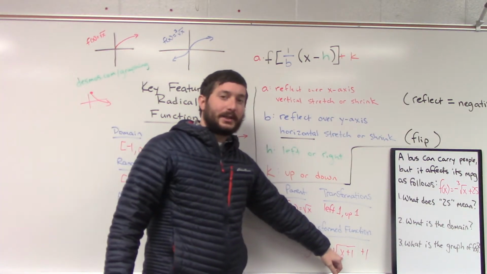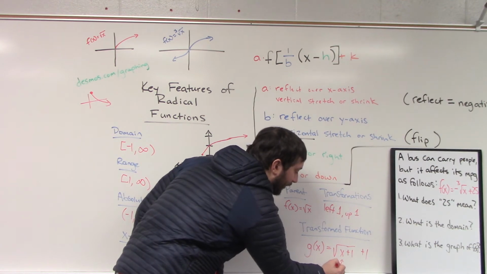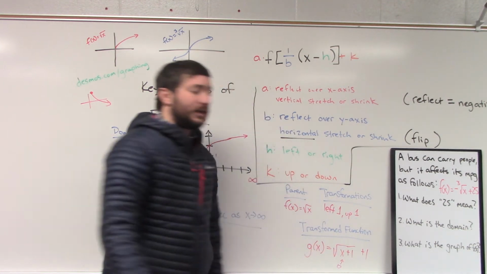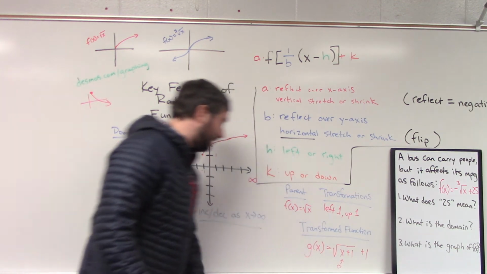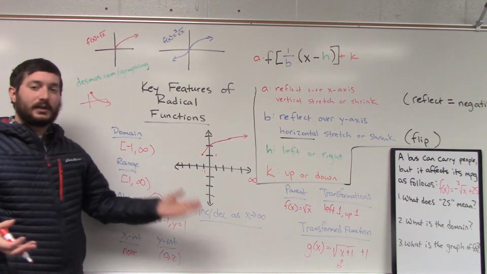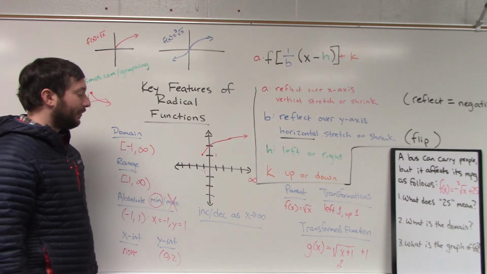If you plug 0 into x, what do you get back for y? 0 plus 1 is 1. The square root of 1 is 1, and 1 plus 1 is 2. So the function should match your graph in terms of coordinate points.